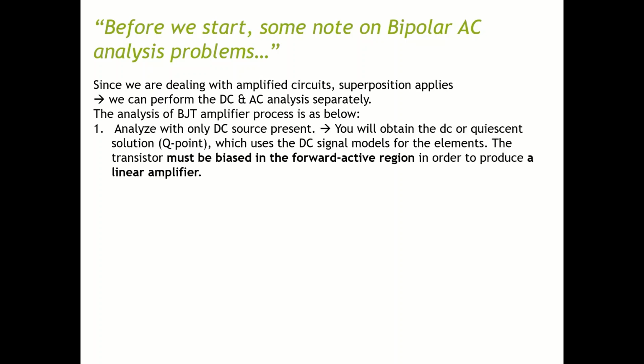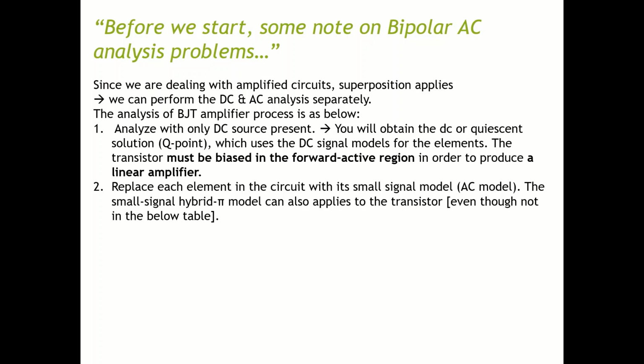So first, you need to analyze only the DC source. You remove the AC component and only consider the DC component of the circuit. If you do that, you will obtain the DC solution, or the quiescent solution, or Q point, which uses the DC signal models for the elements. The transistor must be biased in the forward active region in order to produce a linear amplifier. So remember this: the transistor must be in forward active for it to be a linear amplifier.